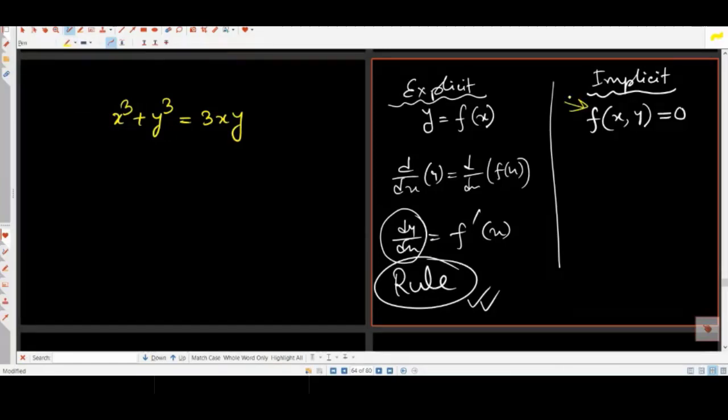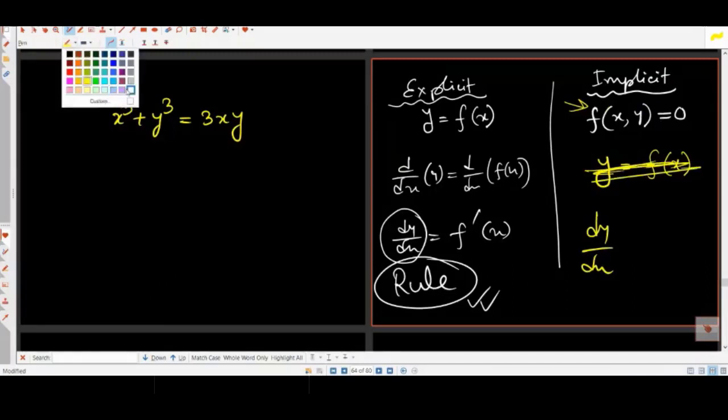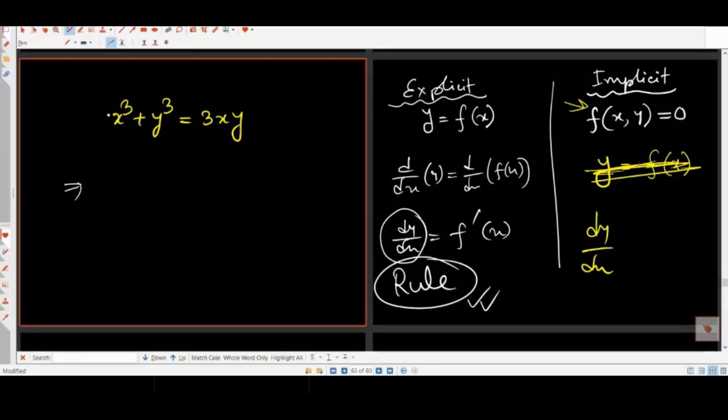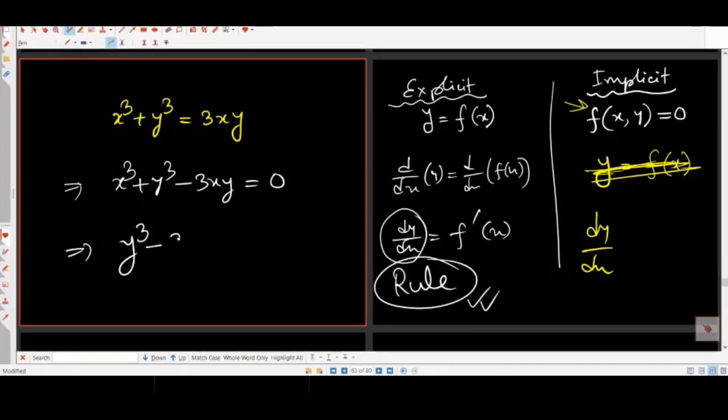But sometimes there will be functions where we can't write y on the left side. It will be quite impossible to keep y on the left side and bring all x on the right side. So what will be the case if we try to find dy dx if we have the implicit form? Just like this one, if we try to solve this equation, x cubed plus y cubed minus 3xy equals 0, and try to keep y on the left side, let's try y cubed minus 3xy equals negative x cubed. So y is factored out.